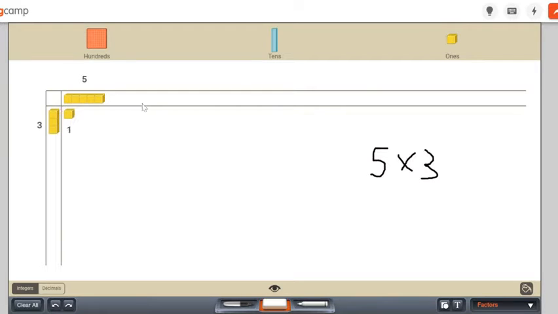So 1, 2, 3, 4, 5. And we're going to do that 3 times. And now that we filled it in, we can easily see that our answer is 15. So we're building that array.